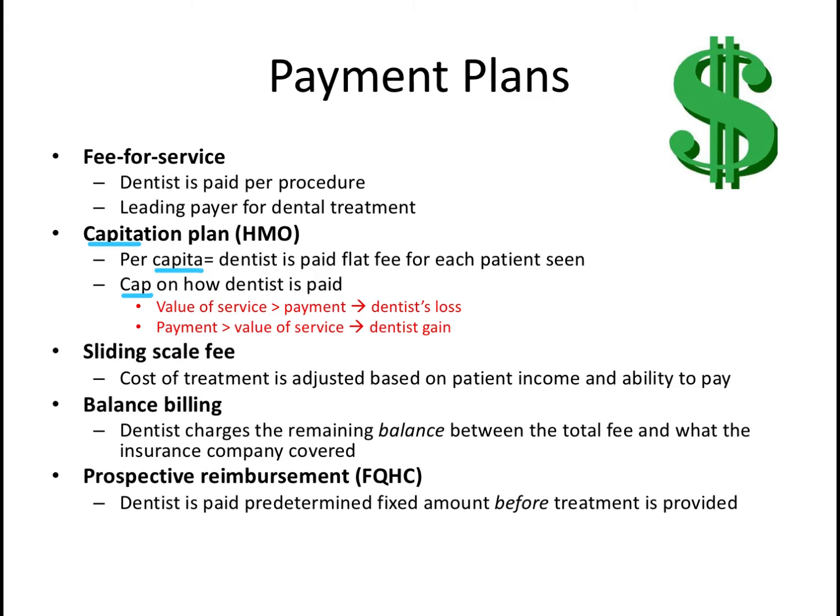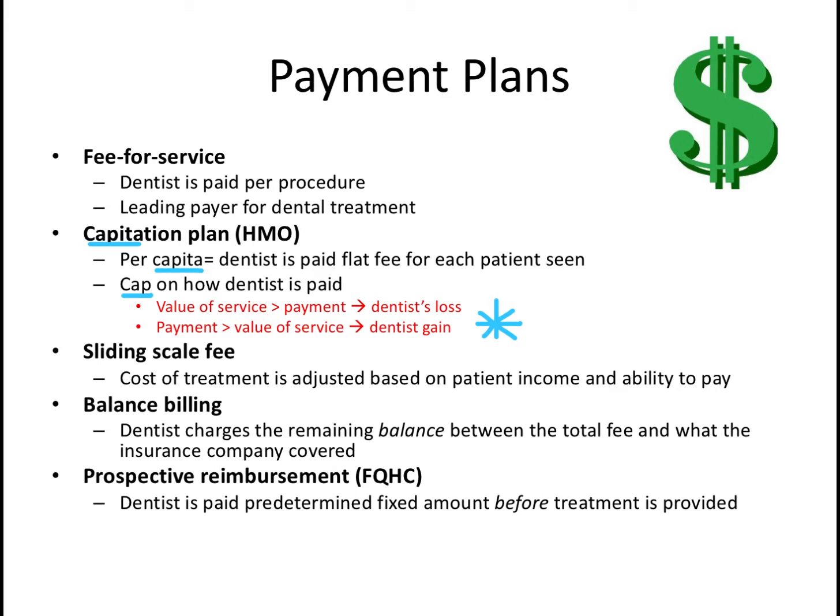Now, under this plan, it's a little bit interesting because if the value of the service that the dentist is doing exceeds the payment that they get, then the dentist actually loses money compared to the fee-for-service model. But if the payment they get exceeds the value of the services they supply, the dentist gains financially compared to a fee-for-service model. So for whatever reason, the board examiners like to test on this concept right here, hence why it's in red text. And so I would definitely know this basic concept of the capitation plan, how they're paid based on how many people they see, not on what procedures they're doing, and how that can relate to if they lose or gain money compared to the fee-for-service model.